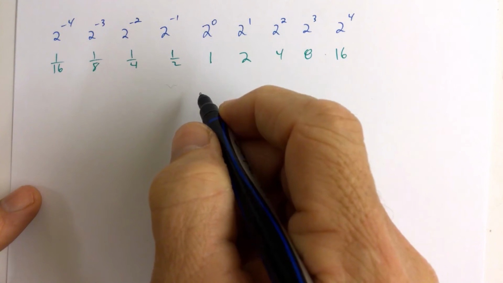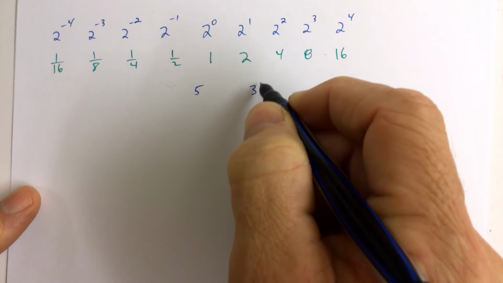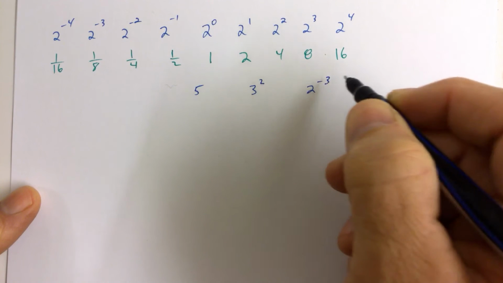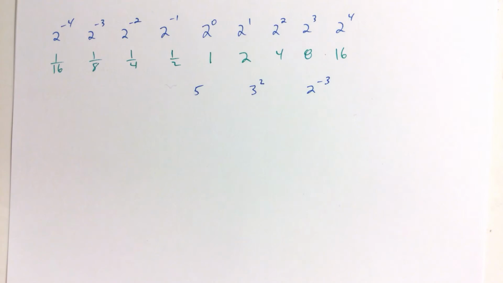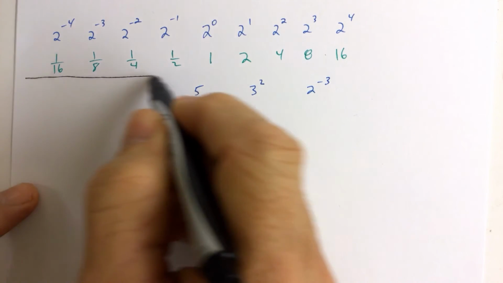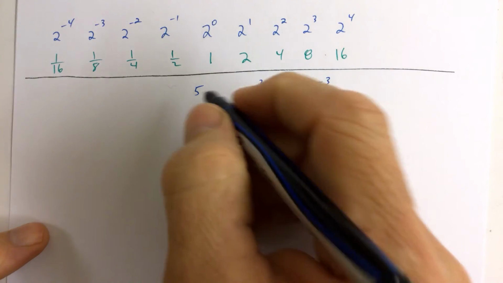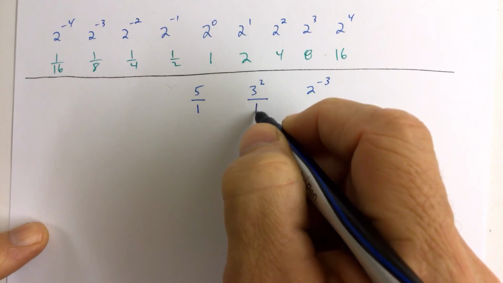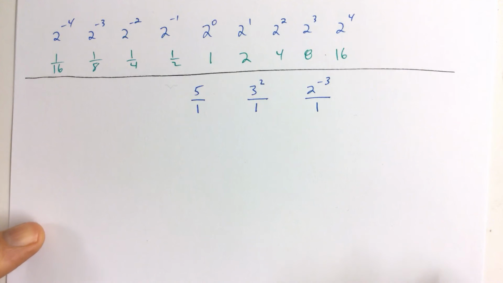If you look at any number, let's say we take the number 5 or the number 3 to the 2nd power, or maybe we take this 2 to the negative 3 power. No matter what number you select, no matter what number you're looking at, any real number, it can always be written over 1. So 5 can be written as 5 over 1. 3 squared can be written as 3 squared over 1. And 2 to the negative 3 can also be written as 2 to the negative 3 over 1.